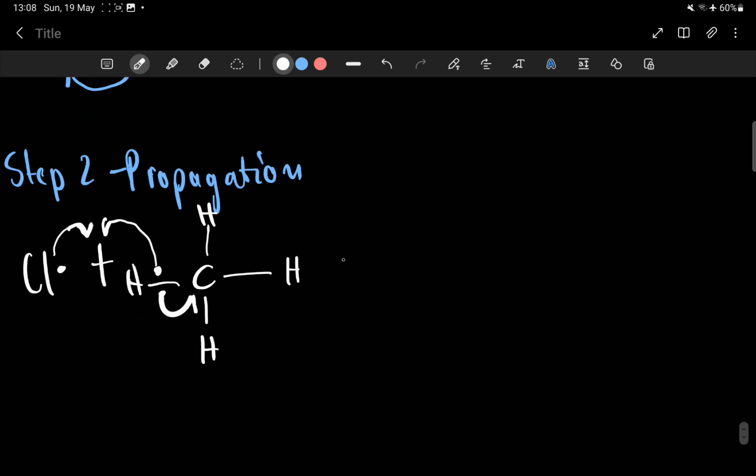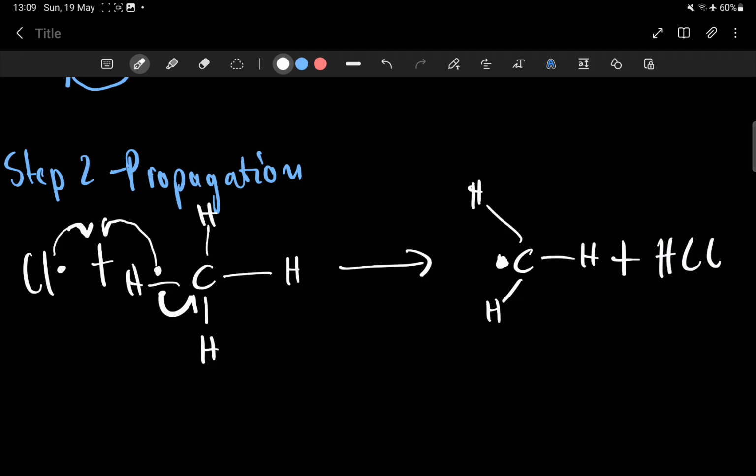So at the end of the day, what am I going to have? I'm going to have a CH3 radical. So I could put it like this if I want to show it in displayed formula. Okay, H, then here is the radical plus HCl. Okay, there we go. This is going to be my hydrochloric.